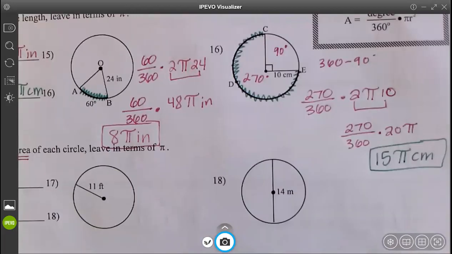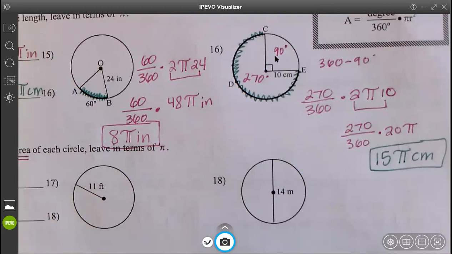Are there going to be ones like number 16 that don't have a 90 degrees, where it's just 360 minus something else? No, it'll usually have what you need. This one tells you that this is a 90-degree angle here. What you have to make sure you do is notice that this is the piece we're looking at, not the one with the 90 degrees.